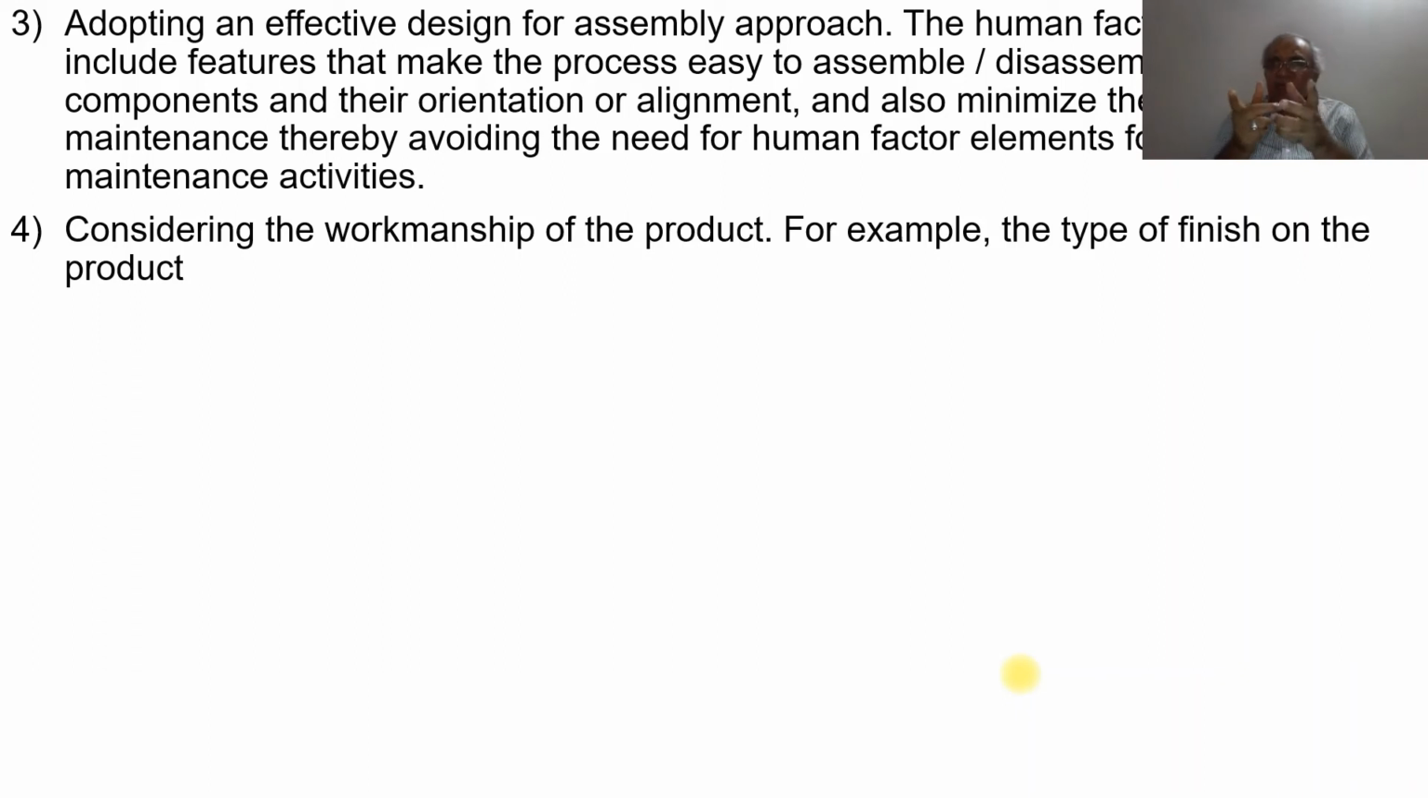While doing so, there may be some maintenance needed, but as far as possible it should be minimized, thereby avoiding the need for human factor elements focused on maintenance activities. So try to reduce the maintenance activities. Then, considering the workmanship of the product, for example, the type of finish on the product. The finish you get is the workmanship, and the human factor plays a major role in the type of workmanship on the product.